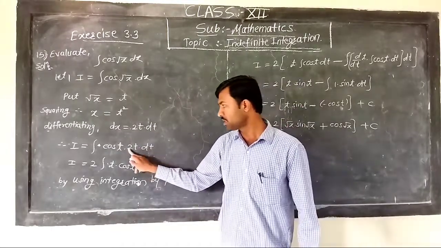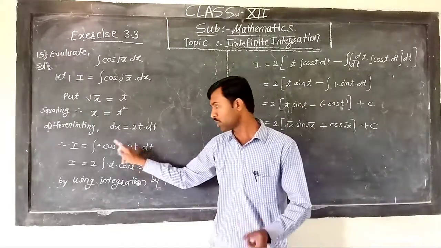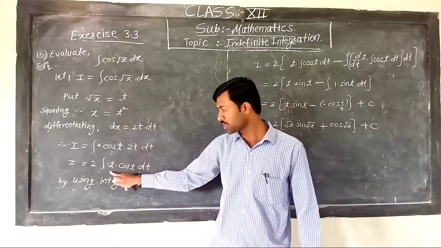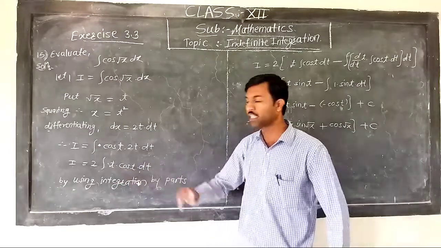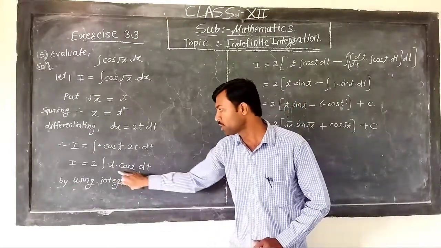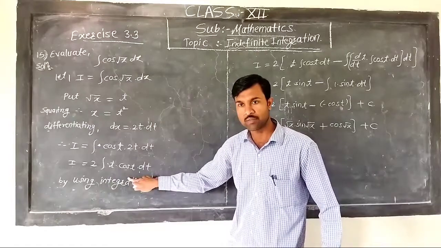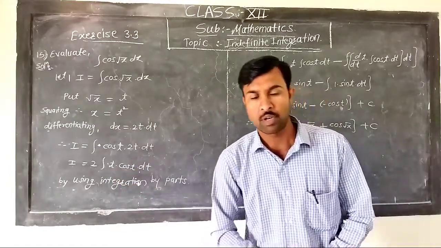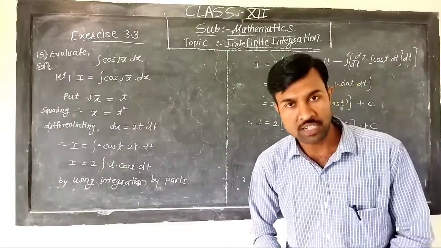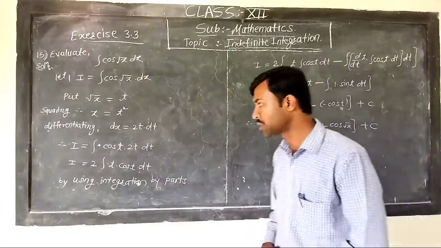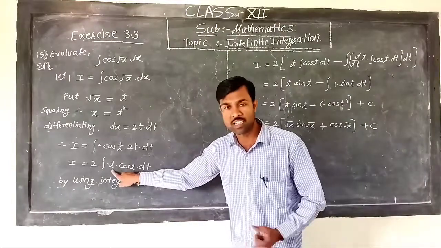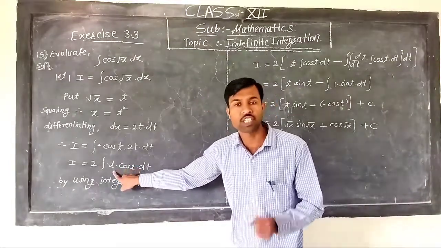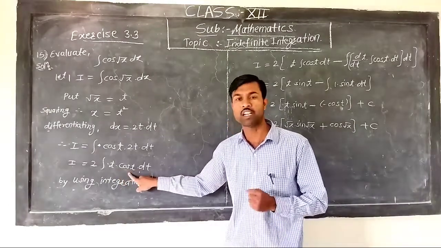Now, taking these two constants common, we get 2 into the integration of t, written as the first function, t into cos t into dt. Now friends, there is a product of two different functions, t and cos t, and we have its integration, so we use integration by parts. For that we have to find our first and second function. Using the ILATE rule, t is an algebraic function and cos t is a trigonometric function. So t is our first function and cos t is our second function.